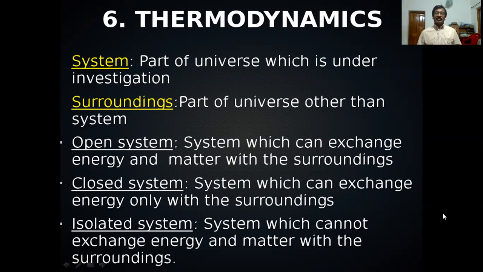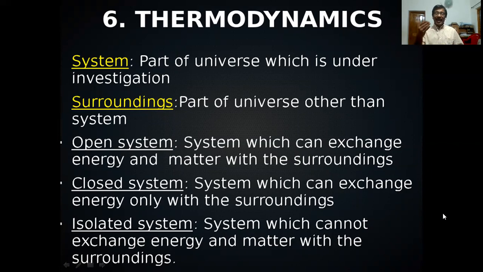Now closed system. In closed system, exchange of energy is possible, but matter is not possible. System which can exchange energy but cannot exchange matter with the surroundings. That is closed system. System which can exchange energy only with the surroundings.